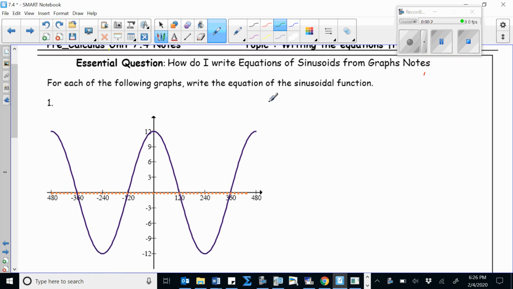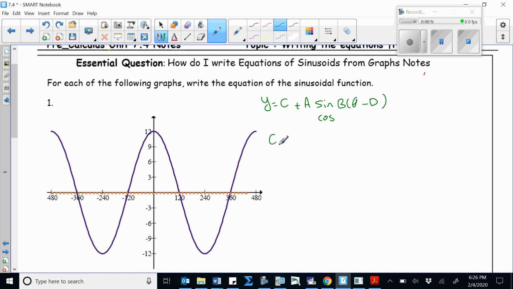So let's first of all write the general form of sinusoidal functions. The general form is y equal to c plus a sine or cosine of b theta minus d. If you remember, we said that c is the vertical shift, a is the amplitude, b affects the period of the function, and d is the horizontal shift. So if we find all these values in our graph, then we're good to write the function. Okay, so let's start with finding all these values.